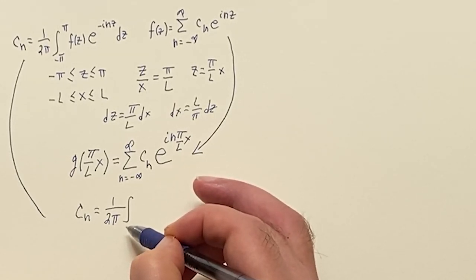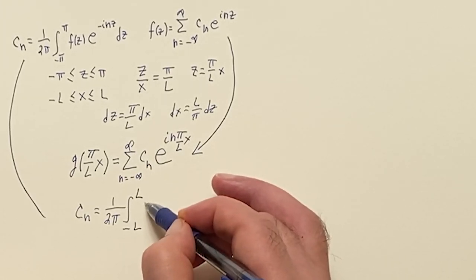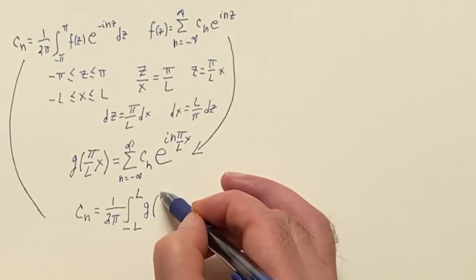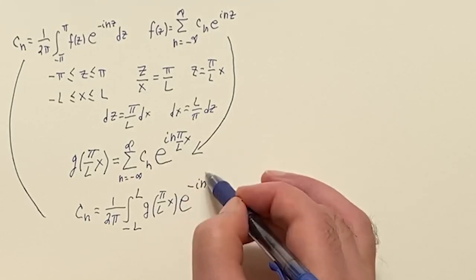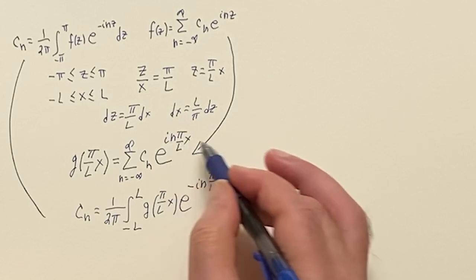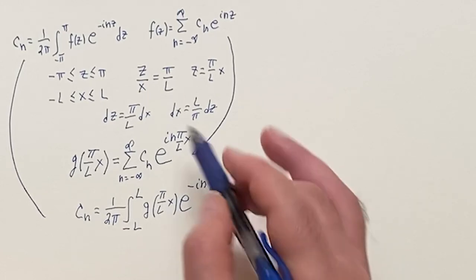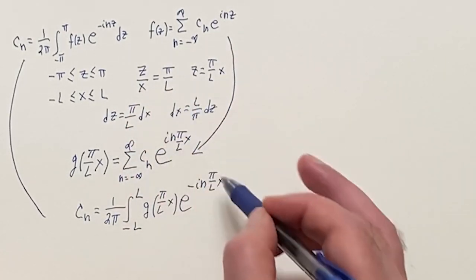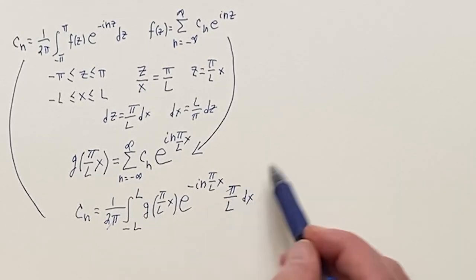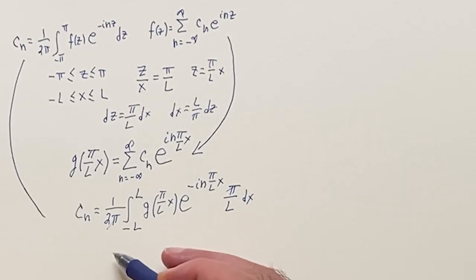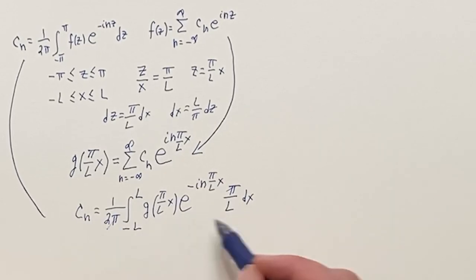And now we're going to do the change of variables. So now we're going to go from minus l to plus l, and this will be then the g function of pi over l x. And this is e to the minus in, and then we just put in the pi over l x. Same thing with the minus sign. And then for the dz, what's the dz? Well, it's this thing here. It's pi over l dx. Now we're going to get some cancellations. Pi is going to cancel here, and the cn is going to have the 1 over 2L.